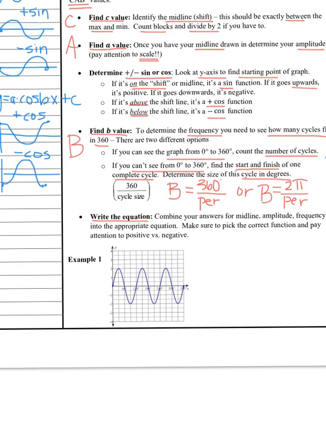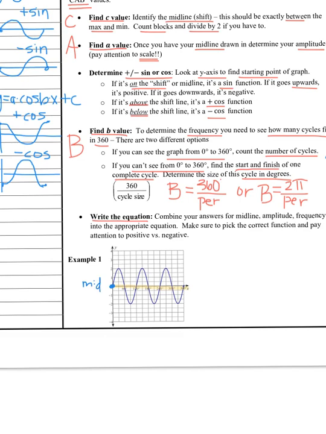So you want to find the exact middle of this graph, and if I'm looking at it, I can see that the exact middle is right there down the center of that sine function. So how do we know it's a sine function? Look at the starting point. It starts on the midline. So this is the midline here.